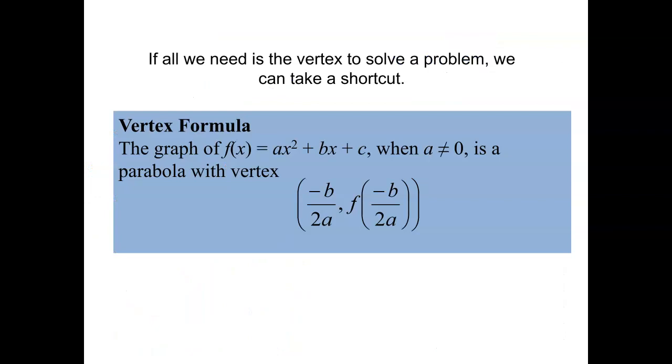But sometimes all we care about is the vertex and just the vertex. Normally when we're dealing with word problems, because they'll ask us to find a maximum or a minimum value. That's the vertex. So there's a shortcut. If we have an equation in standard form, and all I need is the vertex, we can use our vertex formula, which is negative b over 2a, gives us the x value. The x of our vertex equals negative b over 2a.